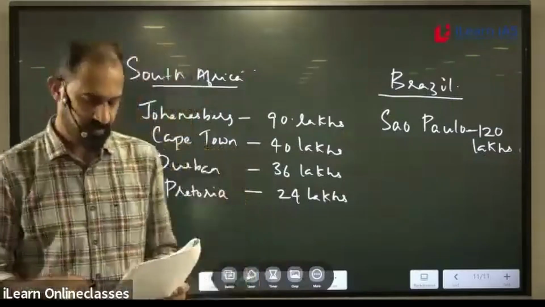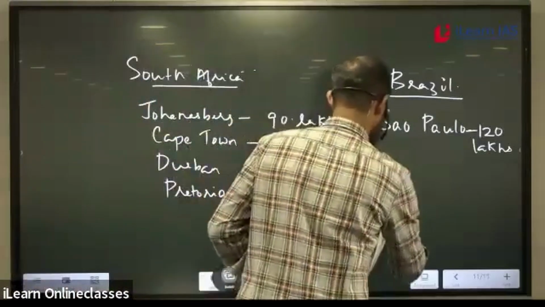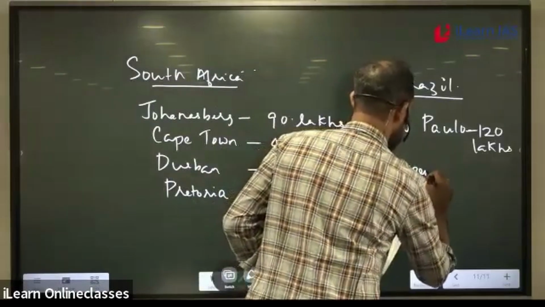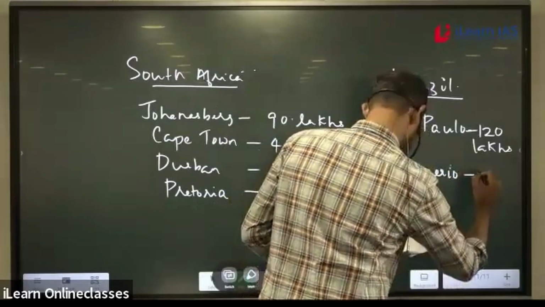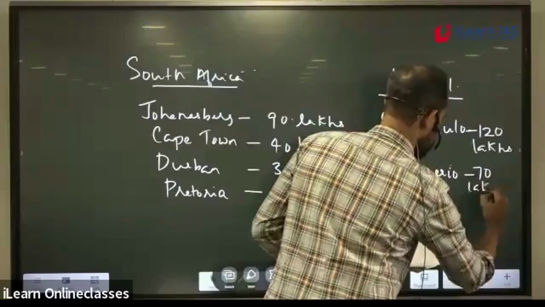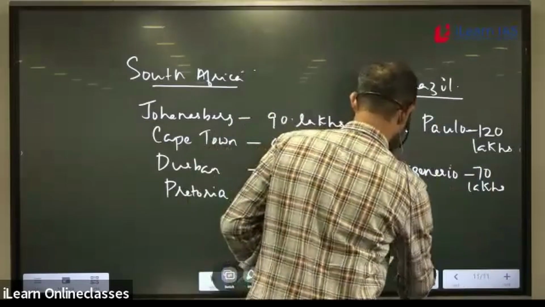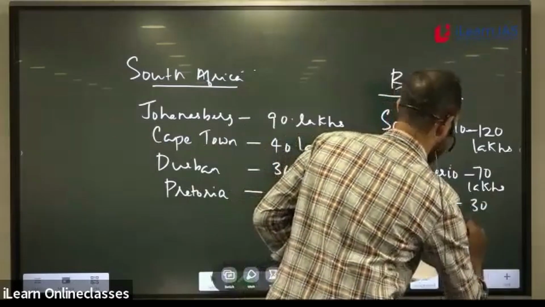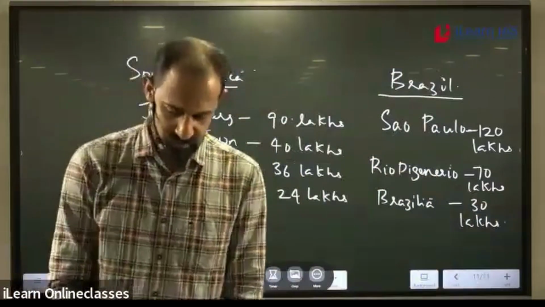Then you have Rio de Janeiro, the second largest city. Rio de Janeiro has a population of around 70 lakhs. Even Brasilia has a population of around 30 lakhs. So it's roughly following. It's not exact again, but it's roughly following this particular principle.